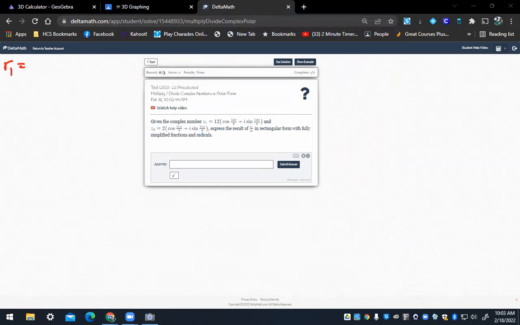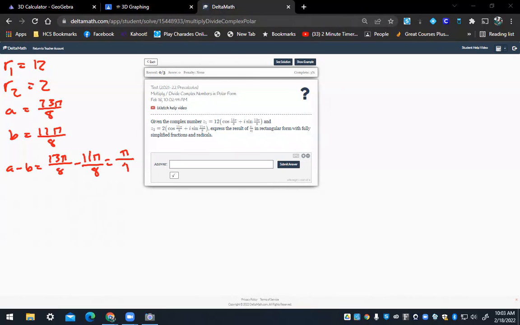So R1 in this case is 12. R2 in this case is 2. Our first angle is 13 pi over 8, and our second angle is 11 pi over 8. So what I'm going to do is, because I don't want to write it over and over again, I'm just going to go ahead and write A minus B, since I know I'm going to need it. So it's going to be 13 pi over 8 minus 11 pi over 8, which gives me 2 pi over 8, which is pi over 4.